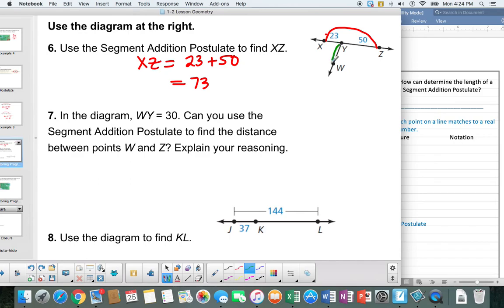WY, this length right here, is 30. And the question is, can we find this distance? And the answer is no. And the reason why is point Y, point W, and point C are not collinear. So we don't have this idea of the big distance equaling the sum of the 2 smaller distances. We're going to skip 8.